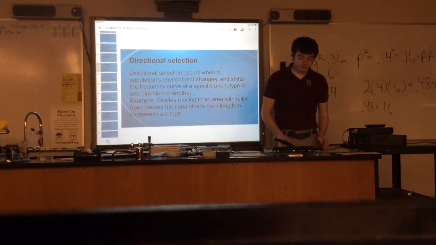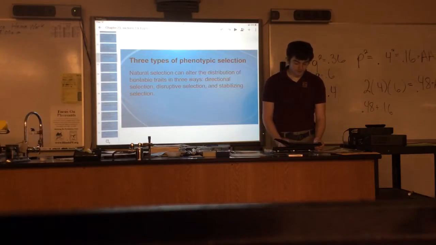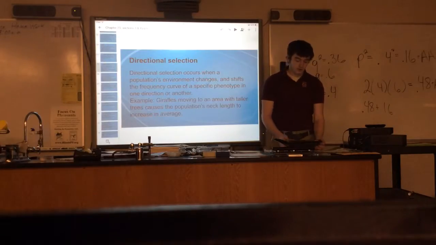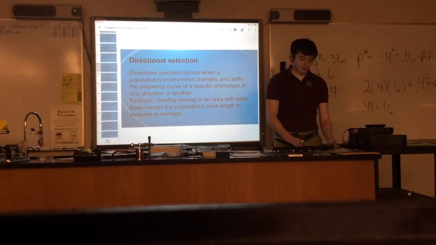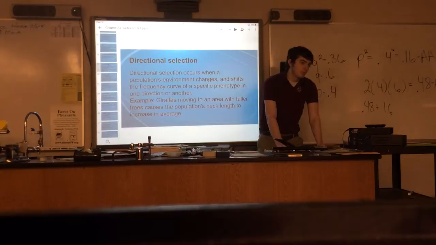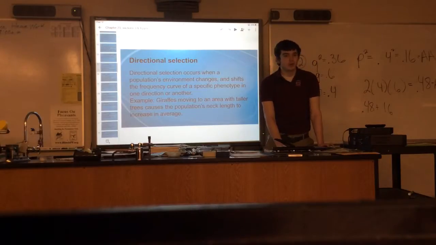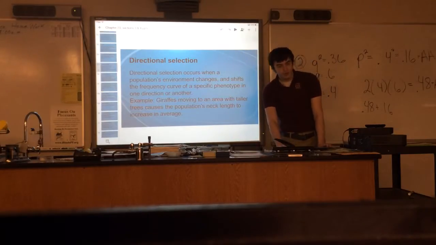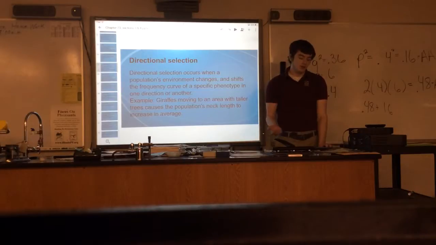Okay, so we left off yesterday talking about phenotypic selection, and I left off at directional selection. It's about how when the environment of a population changes, the allele frequency of a certain type of allele can change in one direction or the other. The example I gave was giraffes. If they move to an area with taller trees, it causes their population's average neck length to increase.